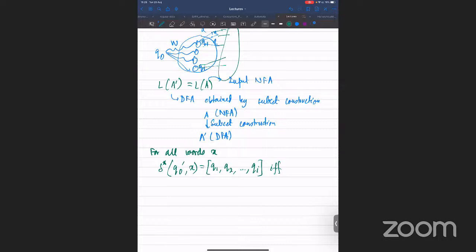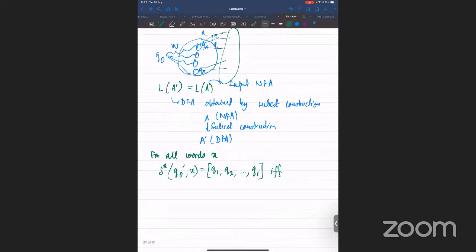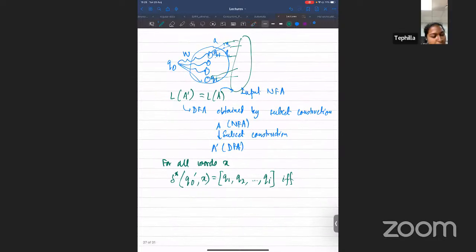So this is in the DFA. We have Q0 prime, which is the initial state of the DFA, and this is a state of the DFA that you reach after reading X. So if and only if what, Tefila? Delta star of Q0 comma X equals the set {Q1, ..., Qi}.